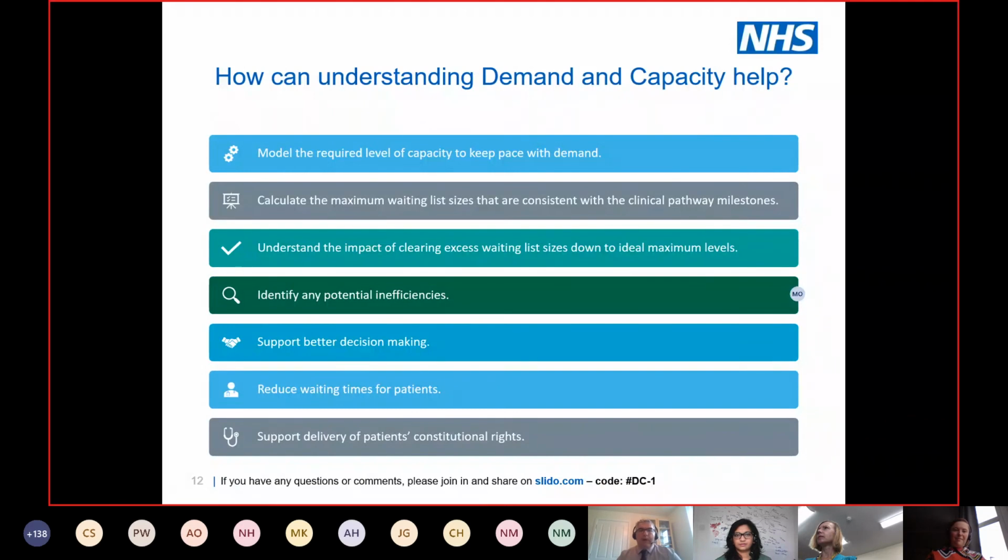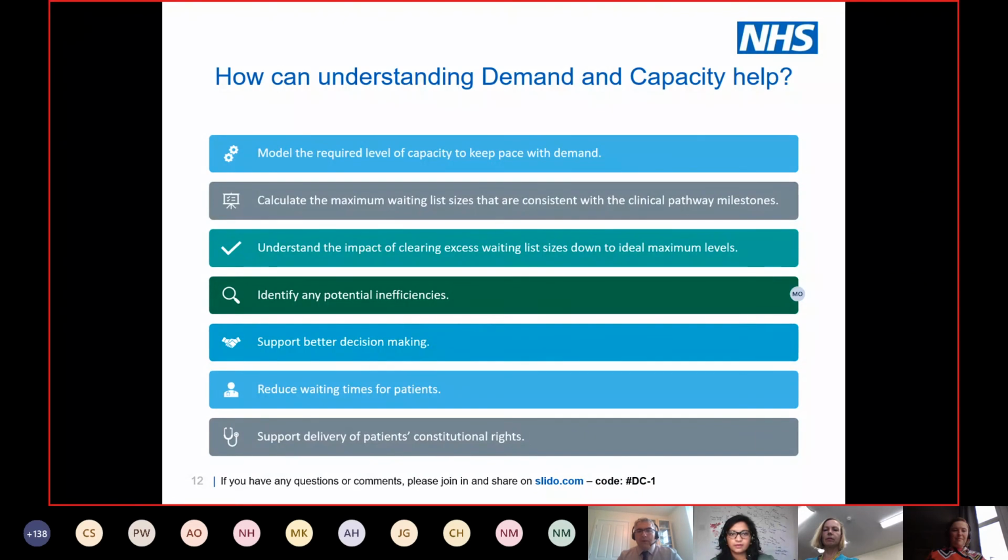So if we carry on thinking about some of the themes around understanding demand and capacity, essentially it's around providing an evidence base to support decision making and improving our patient experience. So here we can see that we're looking at modelling the required level of capacity, calculating the minimum waiting list sizes, understanding the impact of clearing our excess waiting list sizes down to the ideal levels that we calculated, and identifying then any potential inefficiencies.